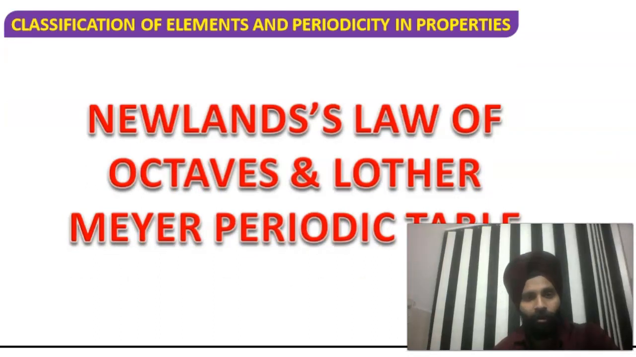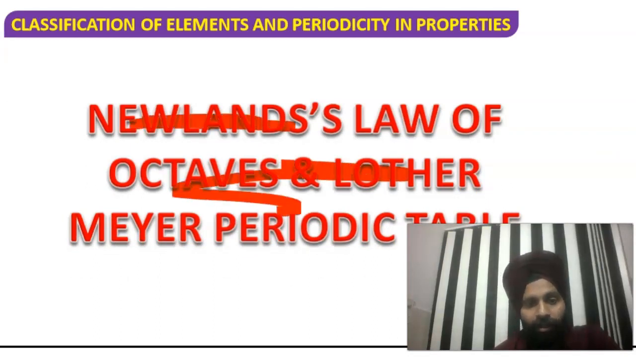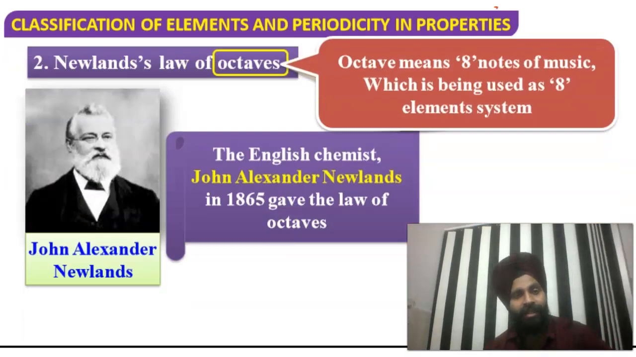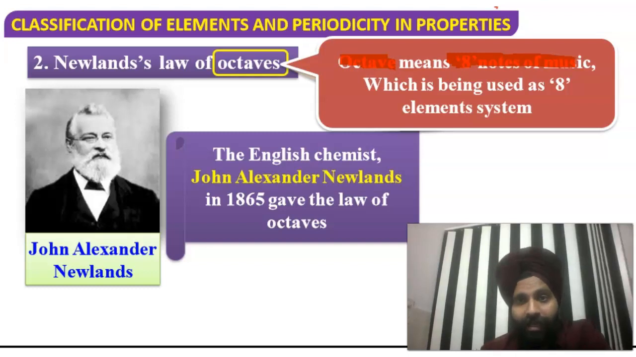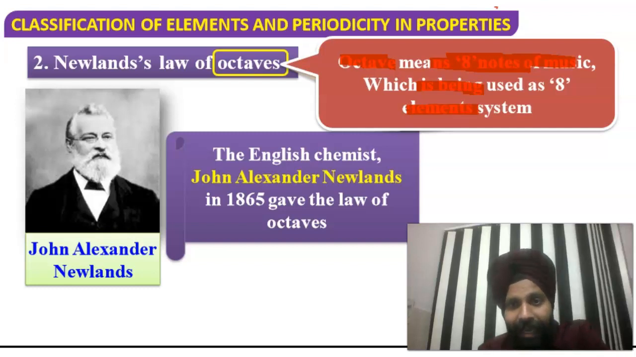Now the second law we have to discuss, and also the third, that is Newlands' law of octaves and Lothar Meyer's periodic table. What does Newlands say? Remember, the meaning of triad is 3, and now the meaning of octave is 8, like the 8 notes of music, sa re ga ma pa dha ni sa. It means an 8-element system.